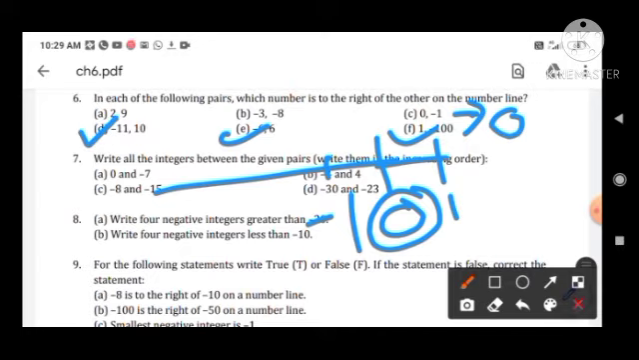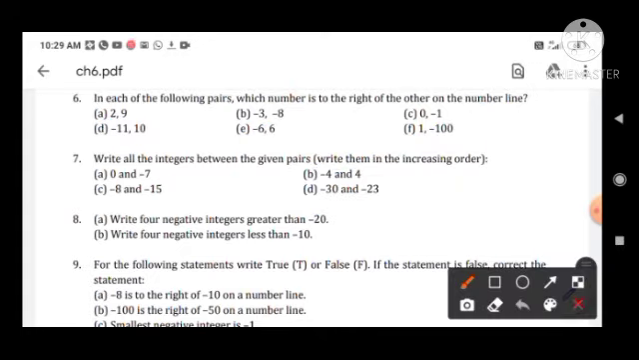Now come to question number 7. Write all the integers between the given pair. Now you have to write all the integers in increasing order. Increasing means what? Small to big, isn't it? It will increase 1, 2 like that. Okay, it will increase. Now 0 to -7.